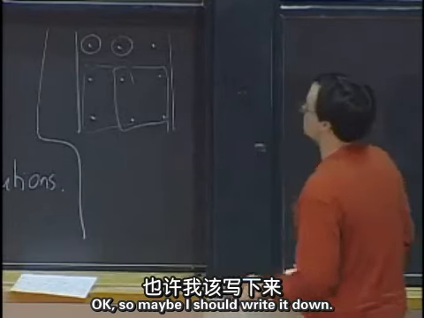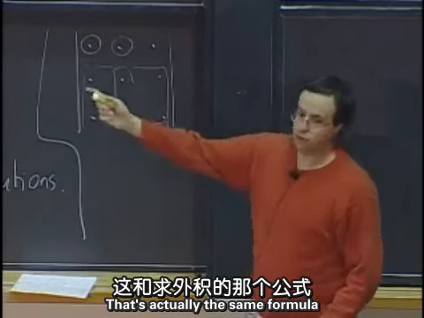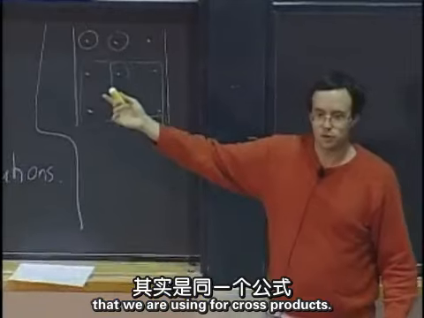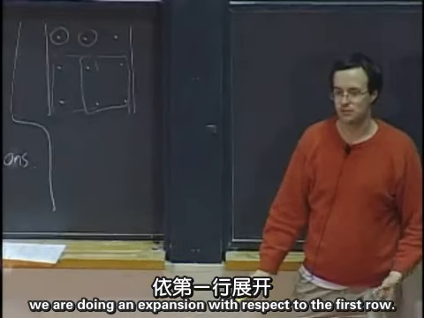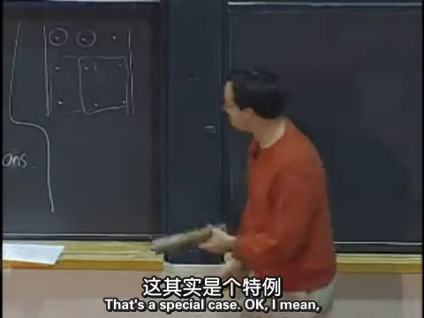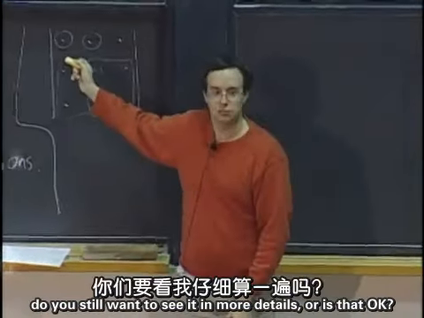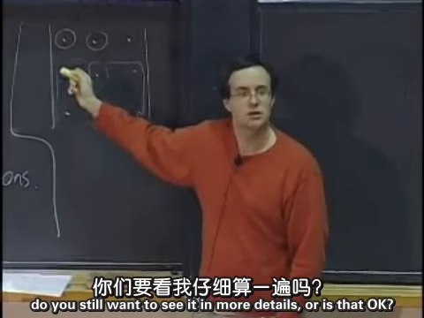write it down. That's actually the same formula that we're using for cross products, right? When we do cross products, we're doing an expansion with respect to the first row. That's a special case. Okay, do you still want to see it in more detail, or is that okay? Yes?